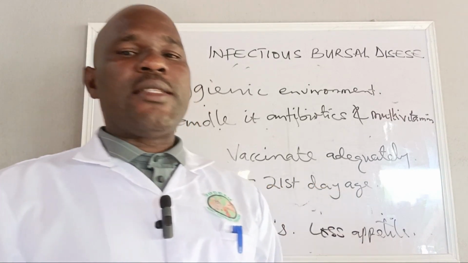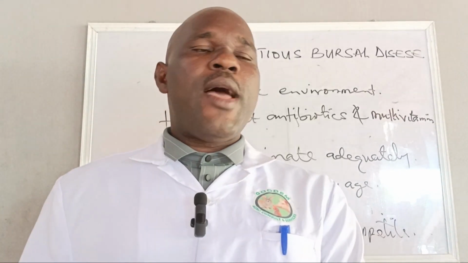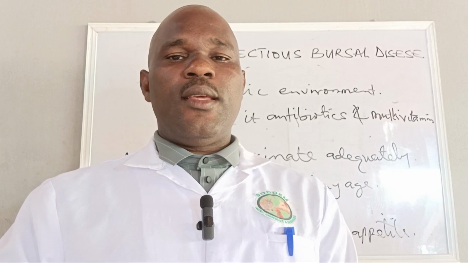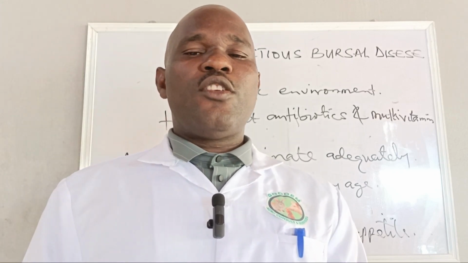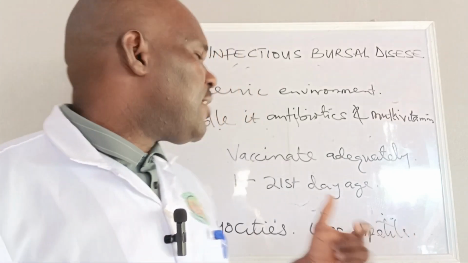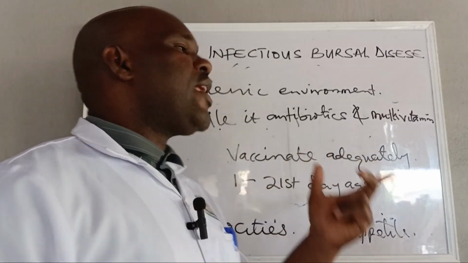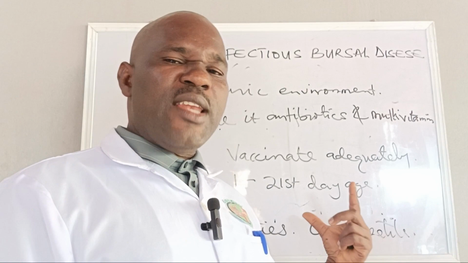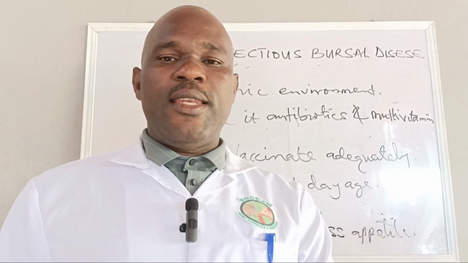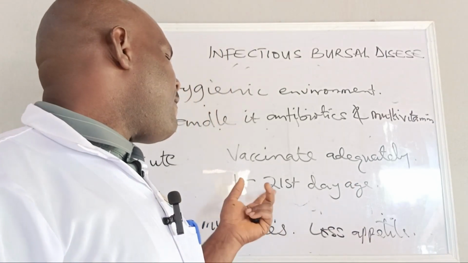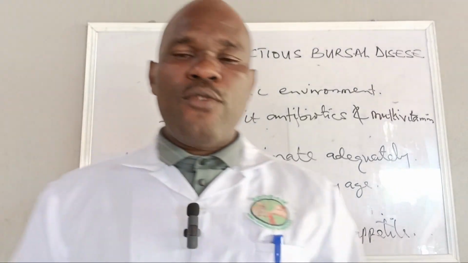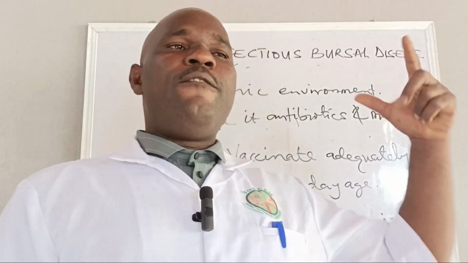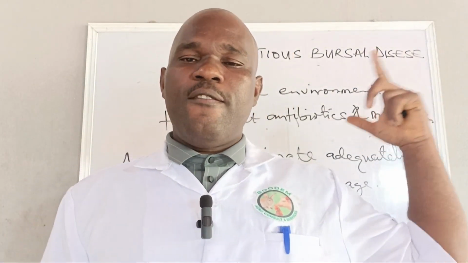But because the maternal immunity that the birds inherited from their parents is still there, it is always advisable to vaccinate from the 12th day upwards so that the birds will be able to utilize that maternal immunity. So preferably from the 12th day, you need to vaccinate against the infectious bursal disease virus.